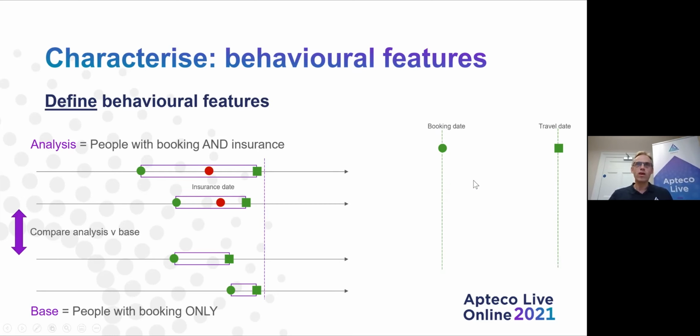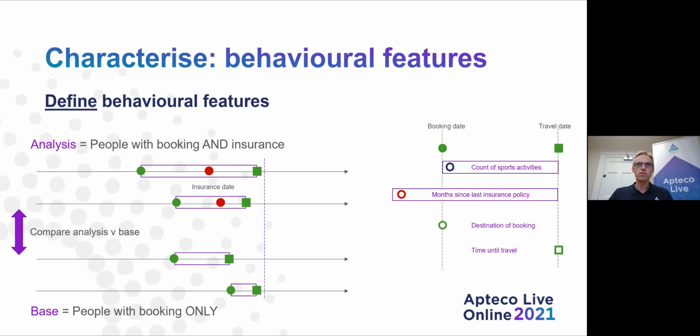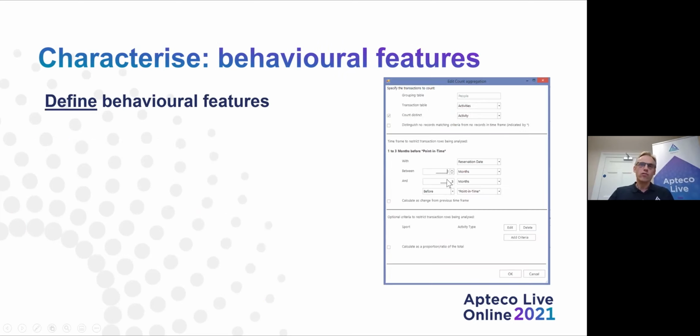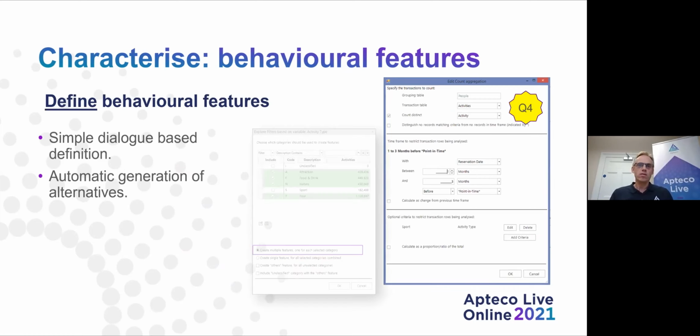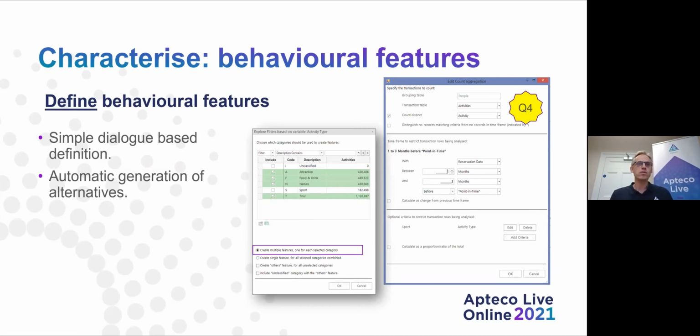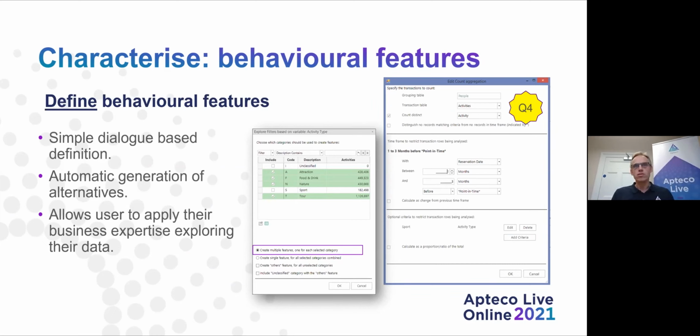So we then go on to define the different behavioural features. For example, how many sports activities someone has reserved. Q4 introduces new dialogues to make this process easier for you. There's still access to some of the previous menu options, particularly to automatically generate alternative features. And the ease with which you can create these features enables users to spend more of their time applying their business expertise, and as I say, allowing you to get more value from your data.